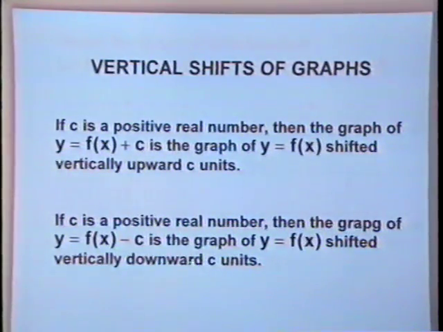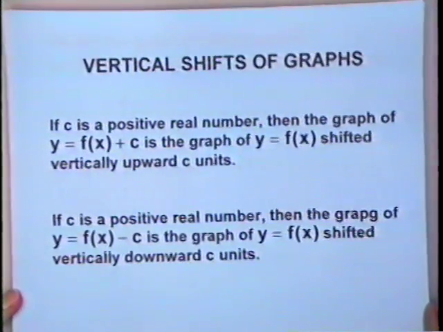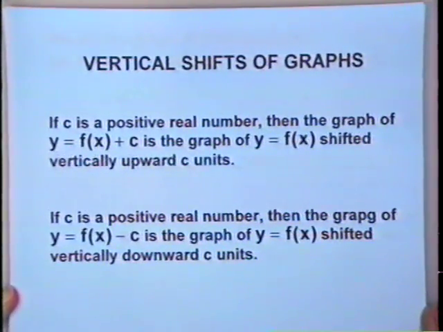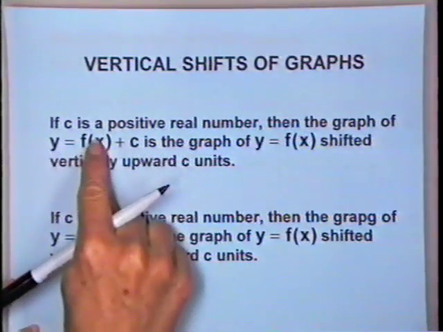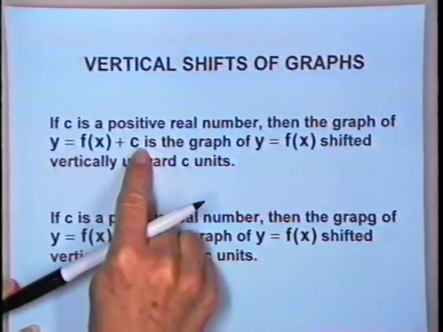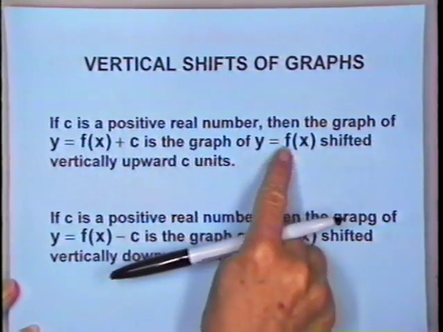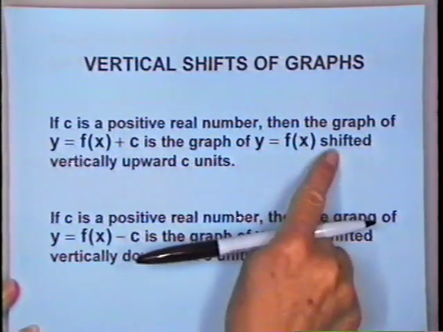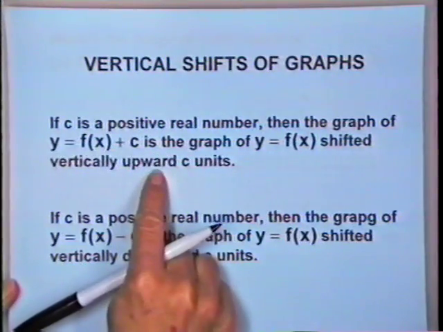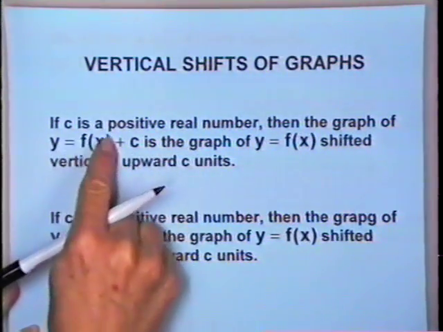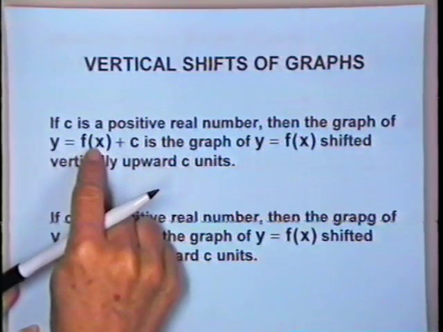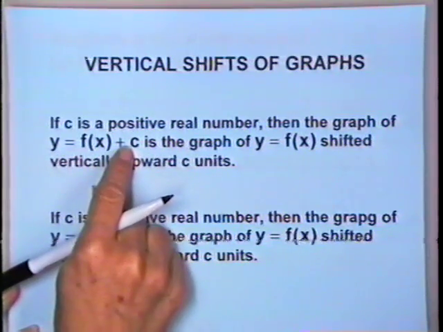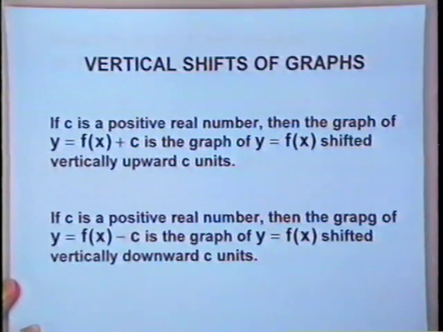Vertical shifts of graphs. Notice it says if c is a positive real number, then the graph of y equals f of x plus c is the graph of y equals f of x shifted vertically upward c units. Now this function could be anything. In our last example that was the square function, y equals x squared, or f of x equals x squared. And we saw when we added a number to that, it just moved that graph up.